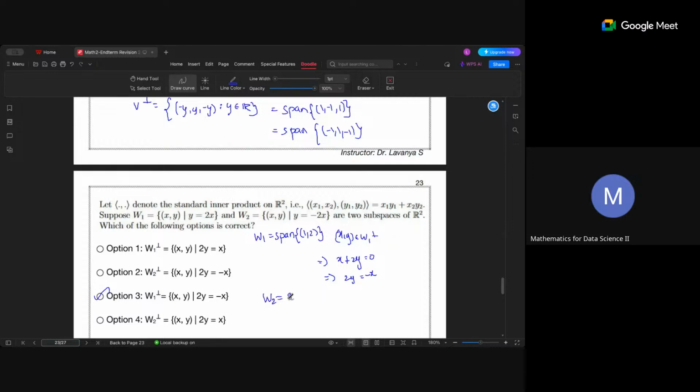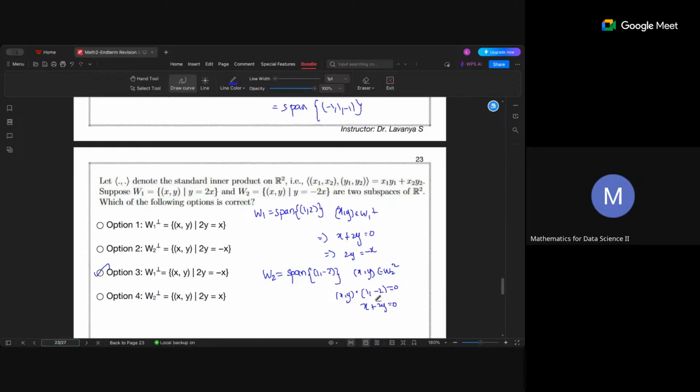What is the span of this set? Minus 2, comma 1. Minus 1, comma 2. 1, comma minus 2, right? X is equal to 1 means y is equal to minus 2. Now, if you take any random element of W2 perp, then you know that x comma y dot product with 1 comma minus 2 is 0. So it means x plus 2y is equal to 0. Sorry, x minus 2y is equal to 0. So you have x is equal to 2y. So this is the correct option. Okay. Is it clear how we are finding the orthogonal complement?